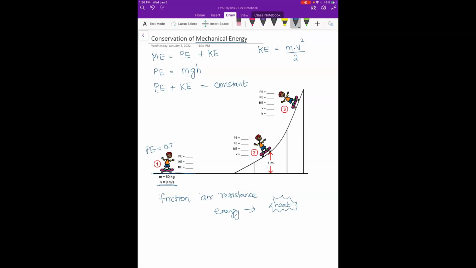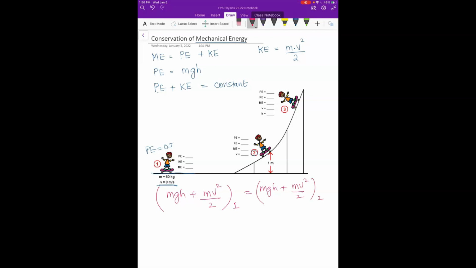So we can always set up an equation where potential plus kinetic energy always stays the same, and we can use that to calculate his speed at any point on the ramp. So let's try and calculate the speed at position 2. So how do we set up the equation? We know that potential plus kinetic at position 1 is the same as the potential plus kinetic at position 2. So I'm going to write mgh plus mv squared over 2 at position 1 equals mgh plus mv squared over 2 at position 2.